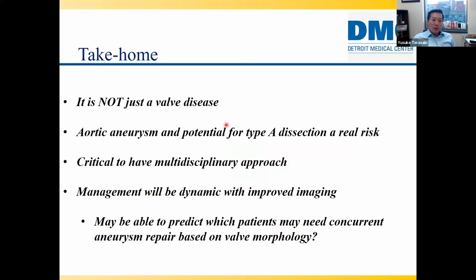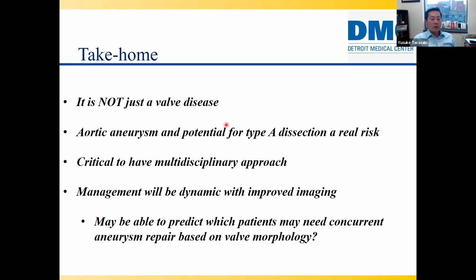So the take-home message is that, again, bicuspid aortic valve disease is not just a valve disease. As you saw, you can have aortic aneurysms in addition to the valve disease, and that can lead to the potential for type A dissections, and that's a real risk. So it's really critical, especially when the interventional cardiologists and the cardiac surgeons gather around the table to discuss these structural cases, that we talk about all these nuances when we decide whether the patient should benefit from a TAVR versus a surgical valve replacement.